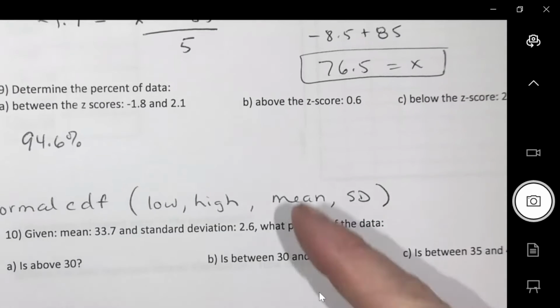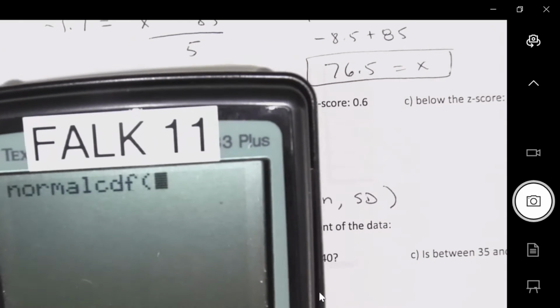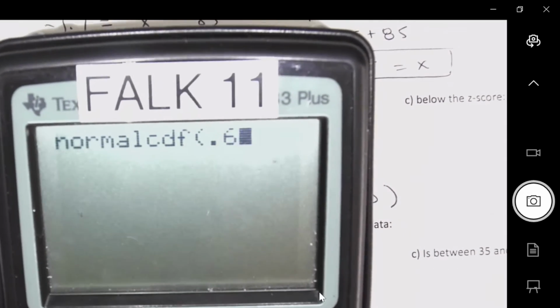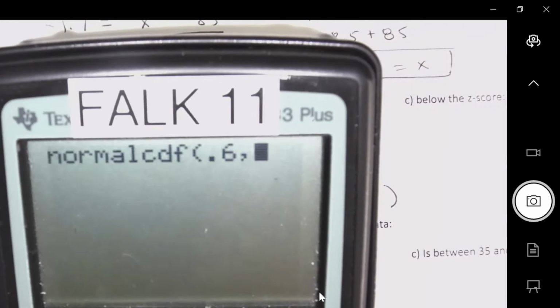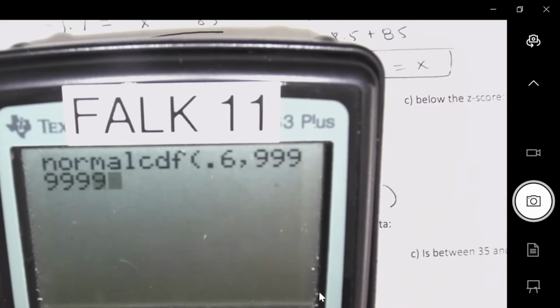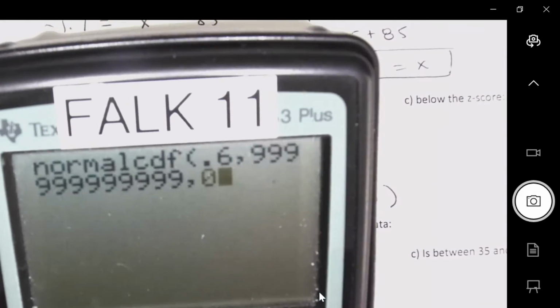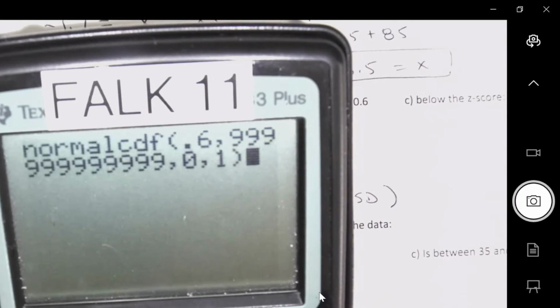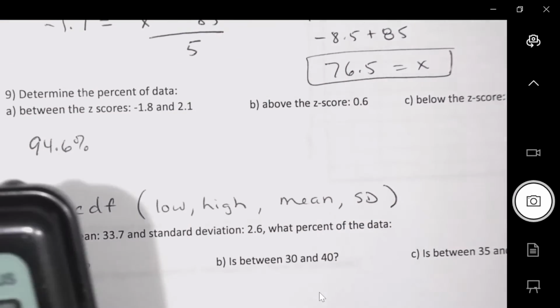Okay, next is what's above. So normal CDF. So we're going to do 0.62. How do we write above? We just say 999999999, comma 0, comma 1. So 27.4% of the data.